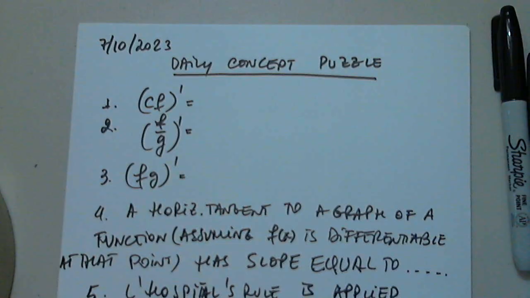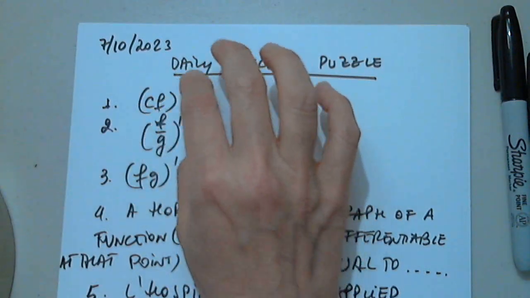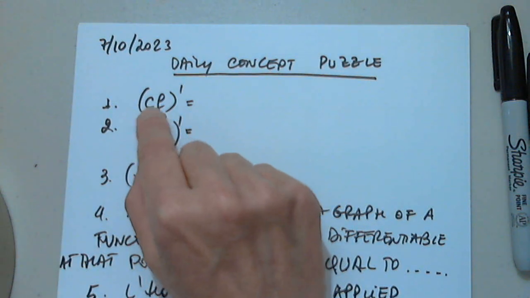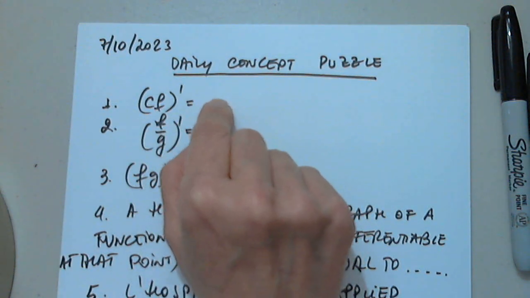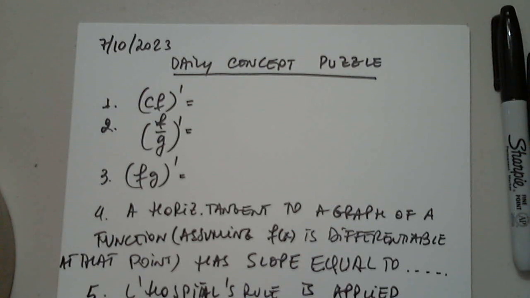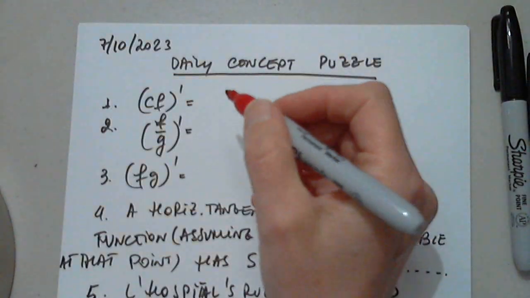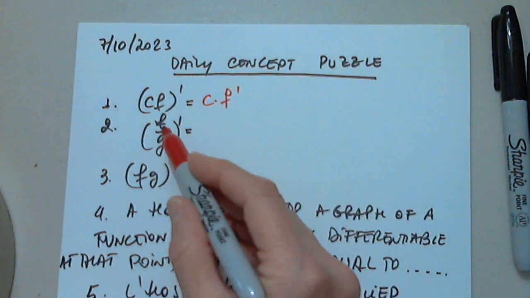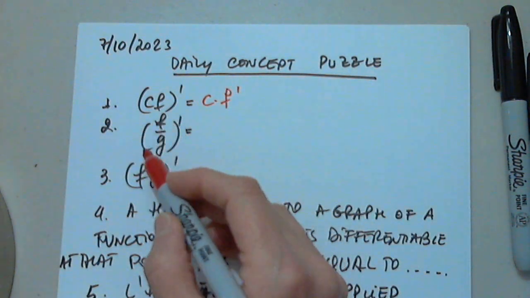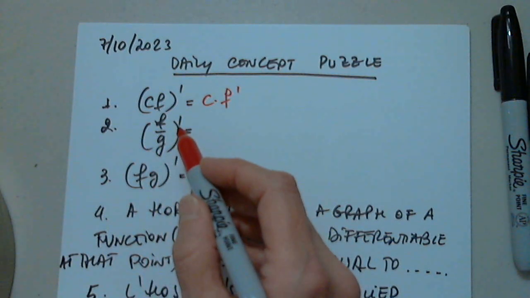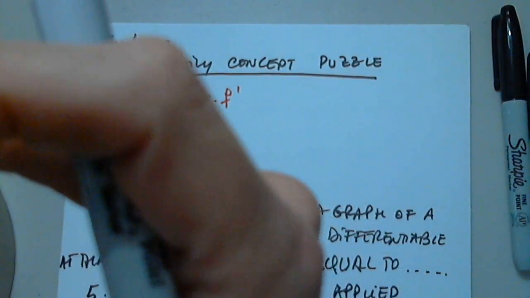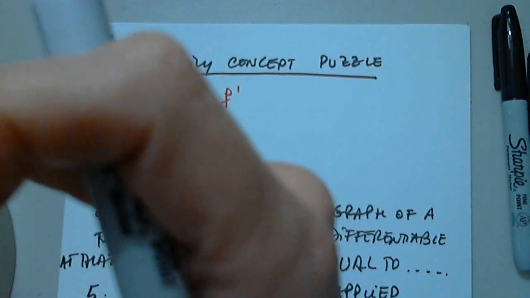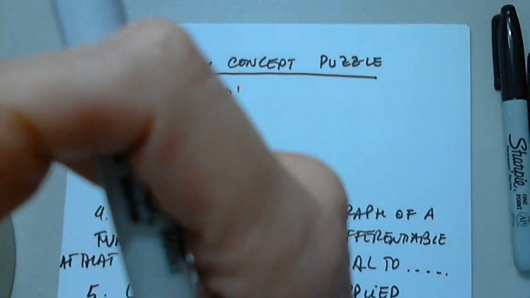So we have the daily concept puzzle. That's what we always start with, unless we had a test and we have nothing else to discuss. So can anyone give us the formula for, or the rule for, a constant times a function prime? Constant times f prime. Perfect. Can anyone give us this rule? How do we call it, first of all? Quotient. Yes, awesome. Can anyone help with the quotient rule?